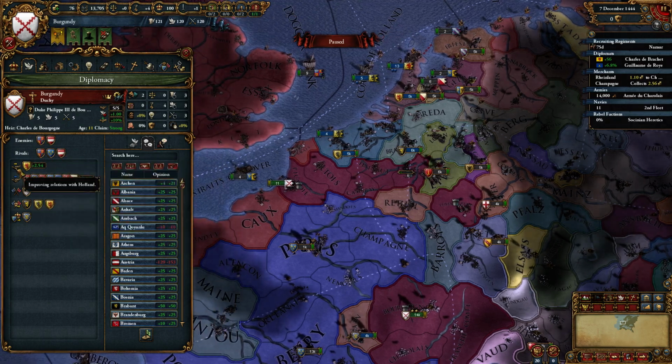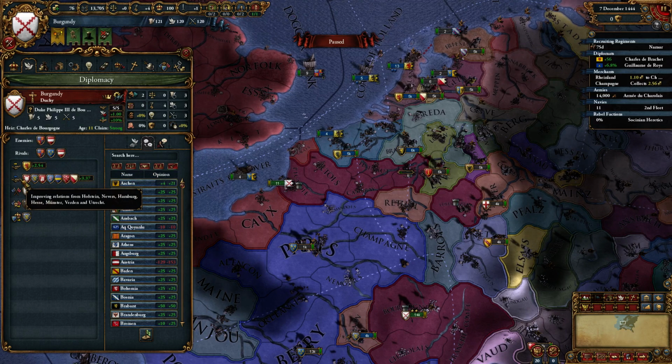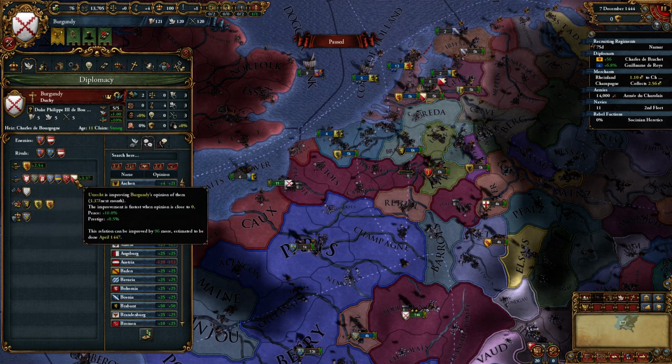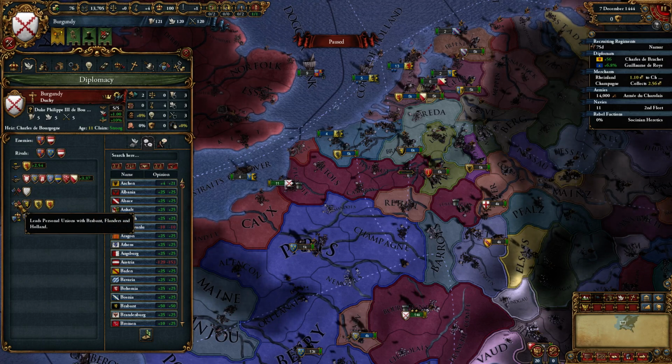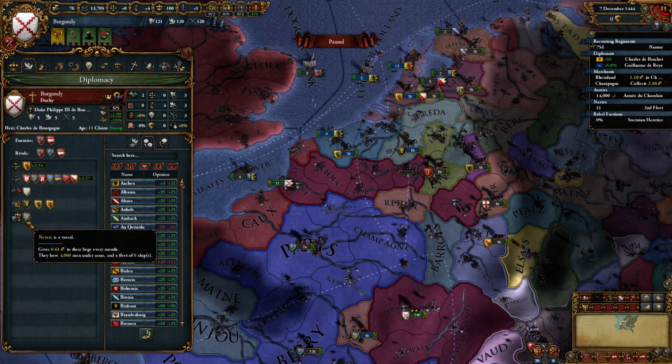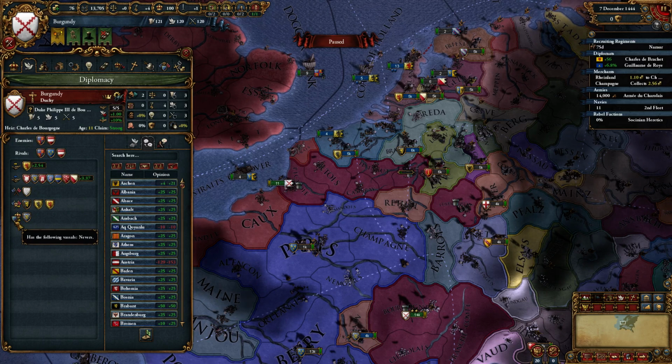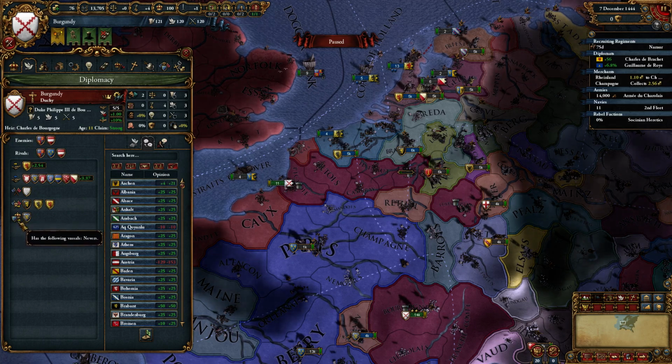These are the nations I am improving relations with. These are the nations that want to improve relations with me. These are my allies, Burgundy. These are my vassals. Oh, I have one vassal, that's Nevers. You can see with that shield and a crown and the arrow.